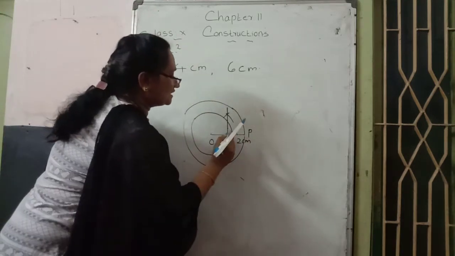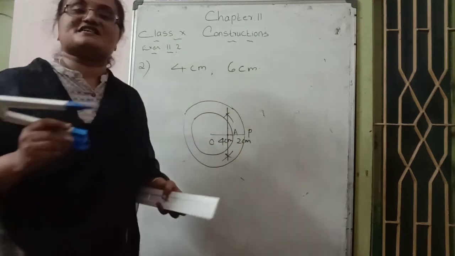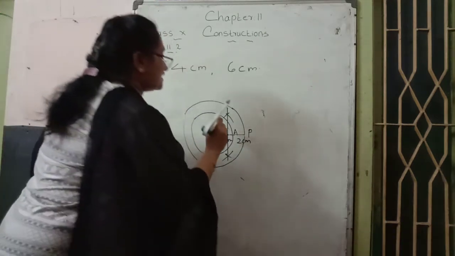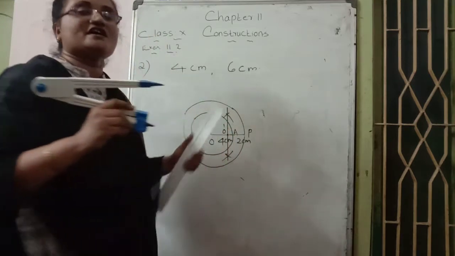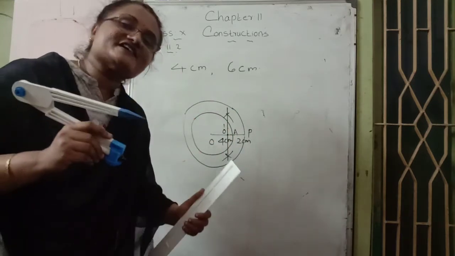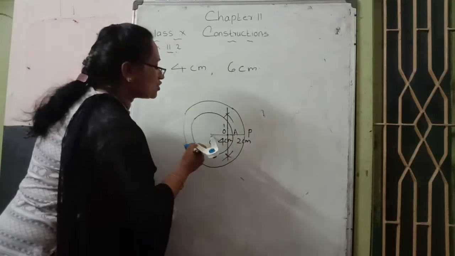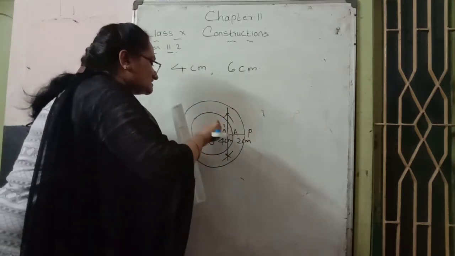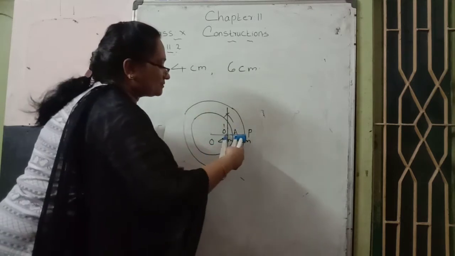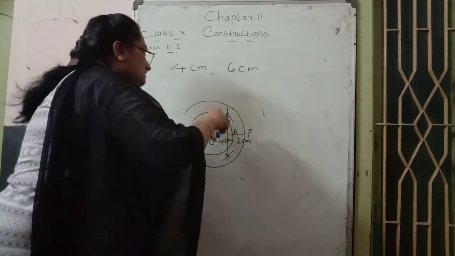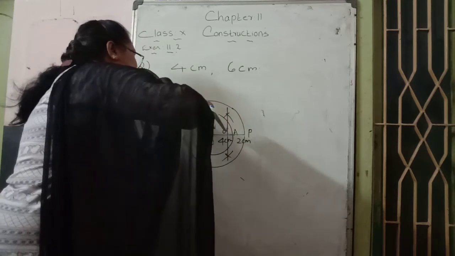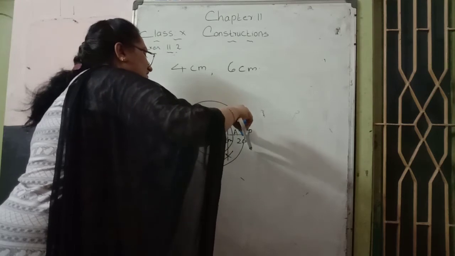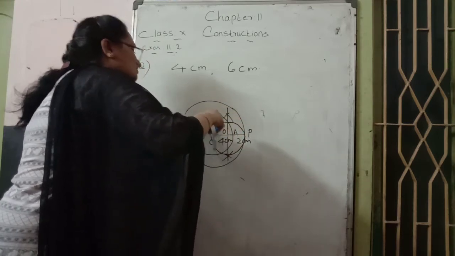Then the OP line cuts the perpendicular bisector. That point you can give any name. There I mark the alphabet O dash. Here also the same procedure. With O dash as center and O dash O as radius, or O dash P as radius, anyway, take that measurement. Then with O dash as center, join O to P with a full circle. One circle is drawn. This is the third circle.